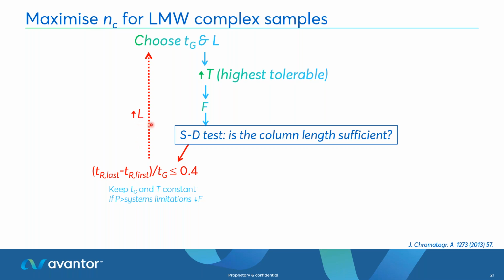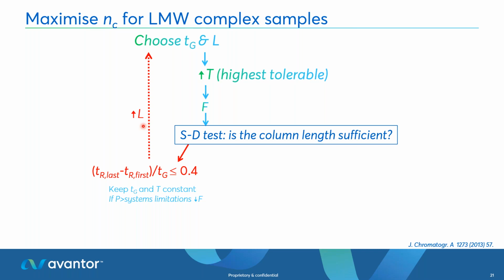So how do we increase that column length? We can't do any magic. We have to take a practical approach to this. So take a look at your column storage or your column shelf and look, do you have a column of the same selectivity with a longer column length? If not, maybe you have a column coupler and you can couple two columns of the same selectivity and increase that column length in that fashion.